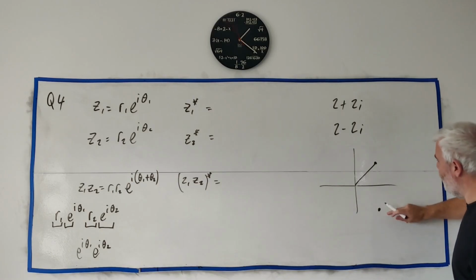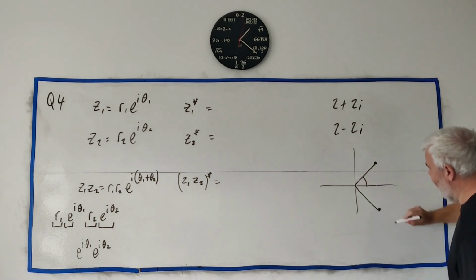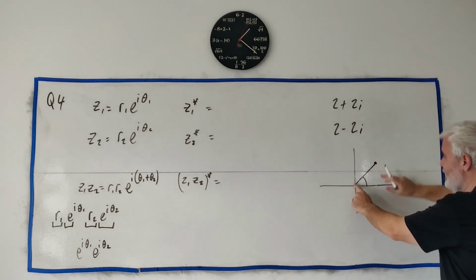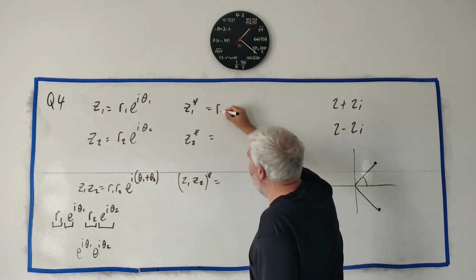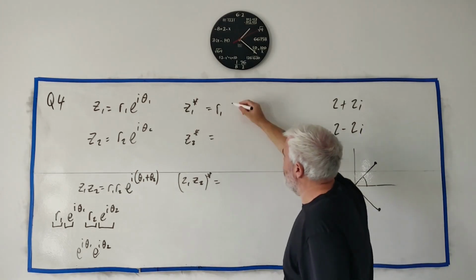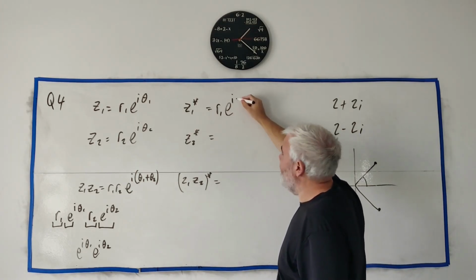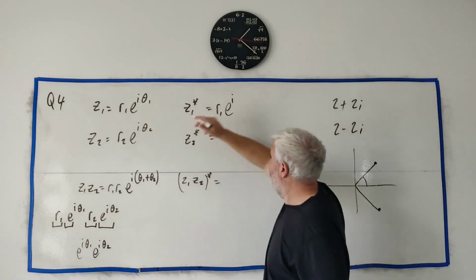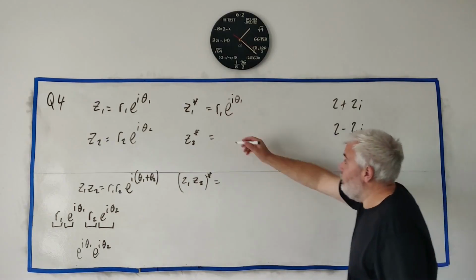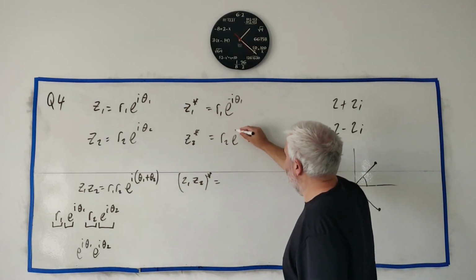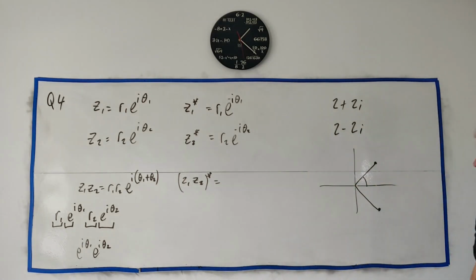How would we get here in polar form? We'd just go, instead of this angle, we'd put minus that angle. This length would still be the same. So the complex conjugate of this: the length doesn't change, r1 doesn't change. The only thing that changes is we get a minus here, minus theta 1. Same with this, it just becomes r2 e to the minus i theta 2. That's the complex conjugate.